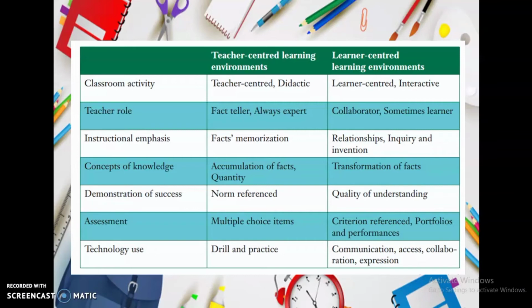Next is assessment. We have multiple choice items in the teacher-centered side, so very old, and the paper and pencil test. On the learner-centered side, we have criterion reference, portfolios, and performance, which is very elastic and very friendly, especially to those who have other preferences in learning.